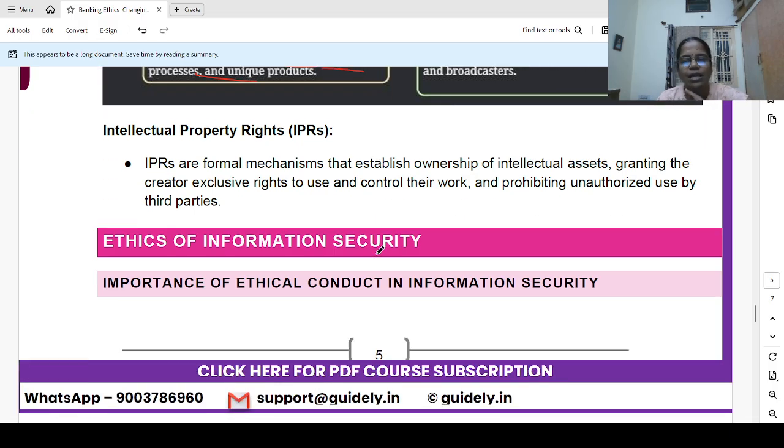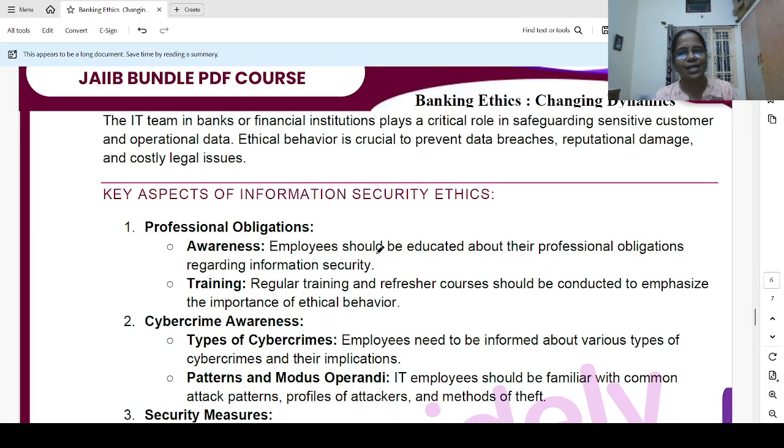So, ethics of information security. When it comes to ethics in information security, conduct is very important. It plays a critical role in safeguarding sensitive customer and operational data. That is the main thing. When ethics is applied in information technology, they have to prevent data breaches, reputational damage and costly legal issues.